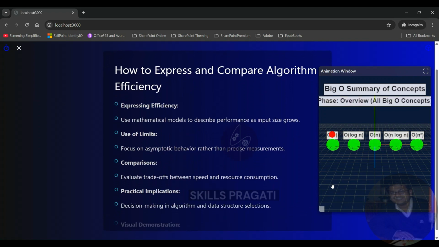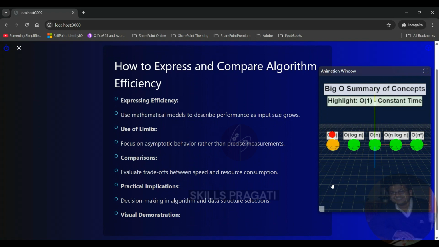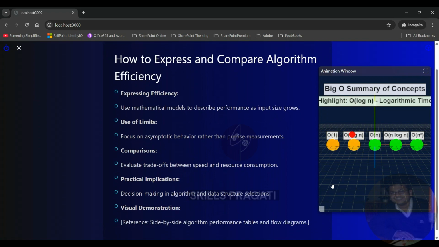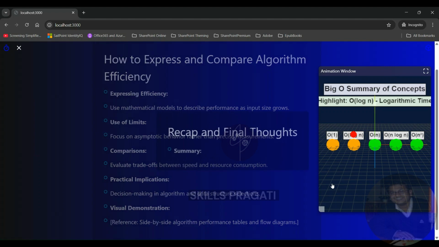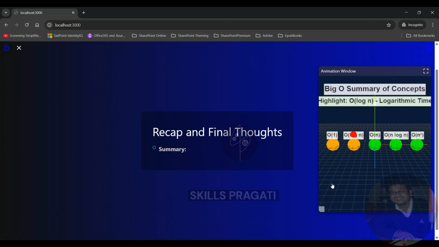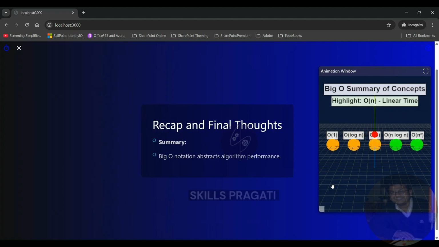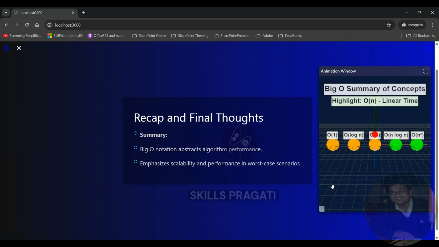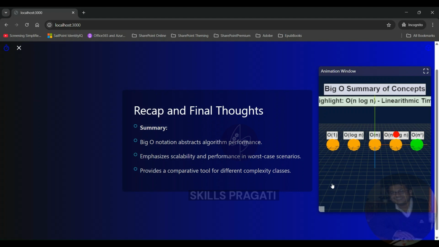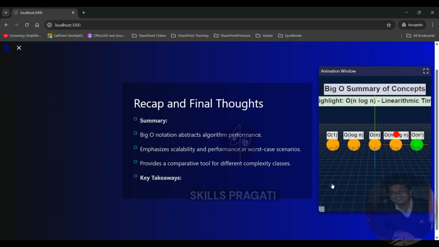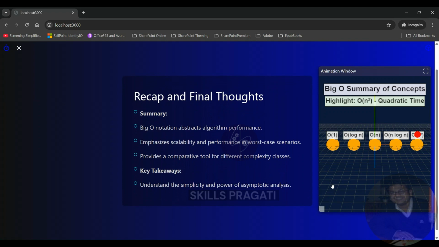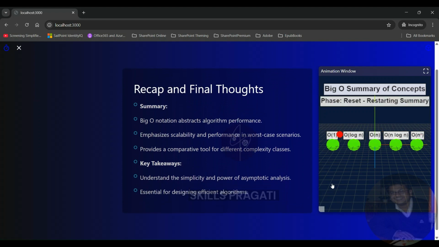To summarize everything we've learned, Big O notation is a powerful abstraction that lets us understand how algorithms perform and scale. It emphasizes scalability and provides an upper bound on performance by focusing on the worst-case scenario. By abstracting performance details, it allows us to compare different complexity classes effectively. As I've stressed in our earlier sessions, the simplicity and power of asymptotic analysis are key takeaways for designing efficient algorithms. This recap should serve as a comprehensive summary of all the Big O concepts we've covered.